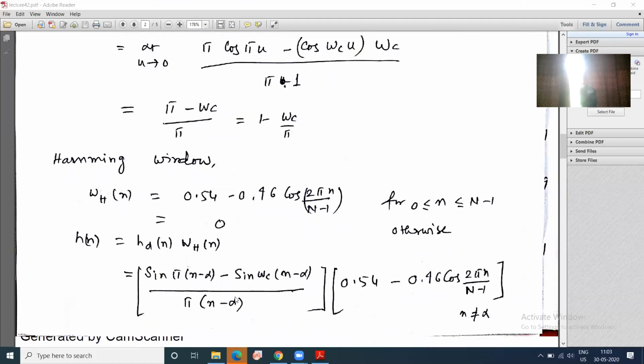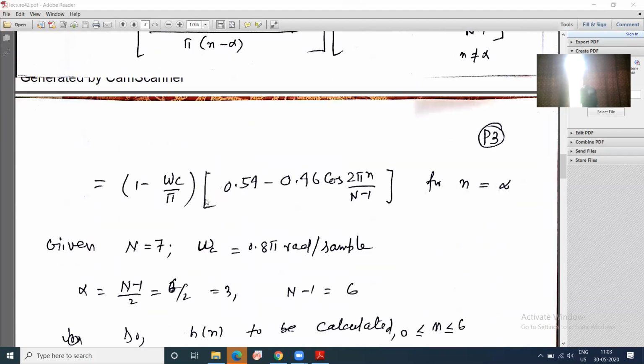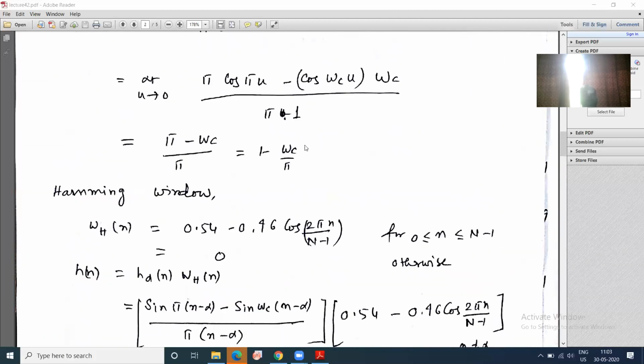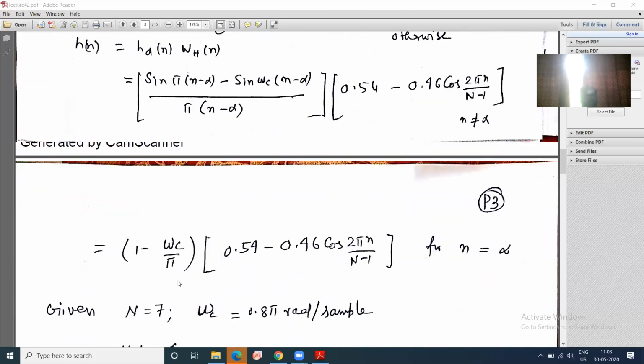So hd of n equal to this when n is not equal to alpha. So this I have written as hd of n, and w H of n as it is. This will be the entire expression of h of n for n not equal to alpha. Similarly, for n equal to alpha, hd of n equal to 1 minus omega c by pi. So I will substitute that, and the same window for n equal to alpha. Then you have two equations of h of n, that is the impulse response. Okay.